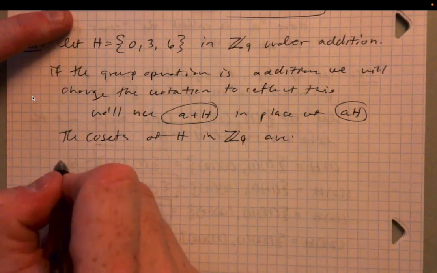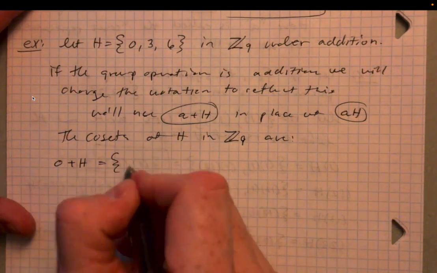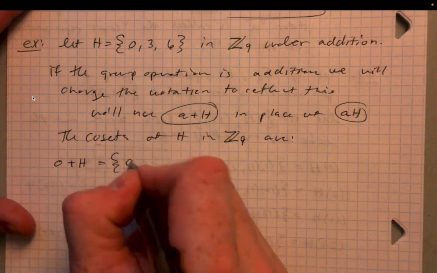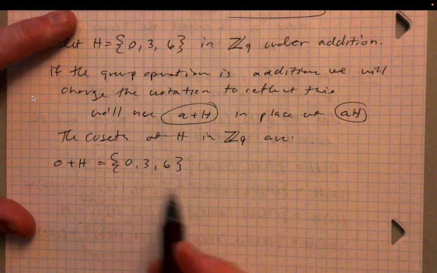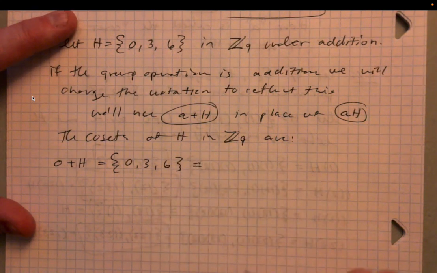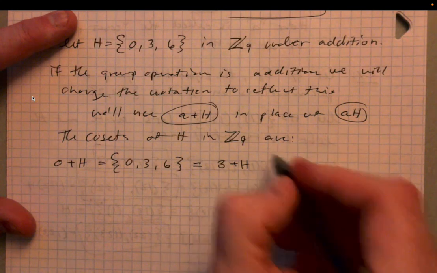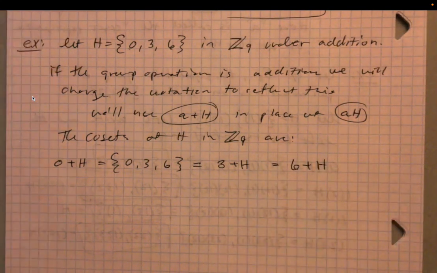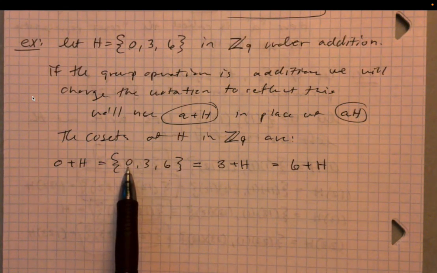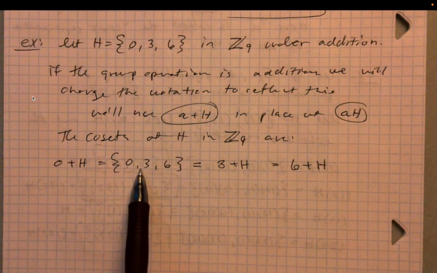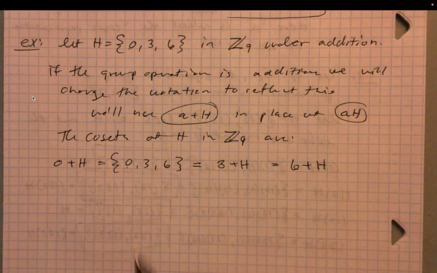Okay, let's just go through it. What's 0 plus H? 0 is an element in Z9. What do we get? Well, it's just 0 plus 0, 0 plus 3, 0 plus 6, so you obviously get the same thing. Now it turns out, and you can confirm this, that you get the same thing if you do 3 plus H, and also if you do 6 plus H. If I add 6 to everything, 6 plus 0 is 6, 6 plus 3 is 9, which is 0, 6 plus 6 is 12, which is 3, mod 9. So these are all the same.